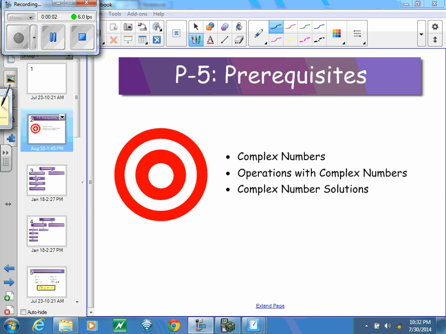All right, section 5, we are going to be looking at complex numbers. We're going to be able to review how to use operations and then also talk about what happens when you have complex number solutions. So again, this is a review from Algebra 2.